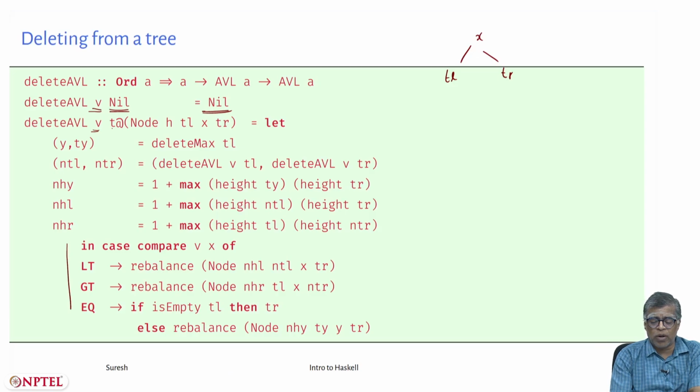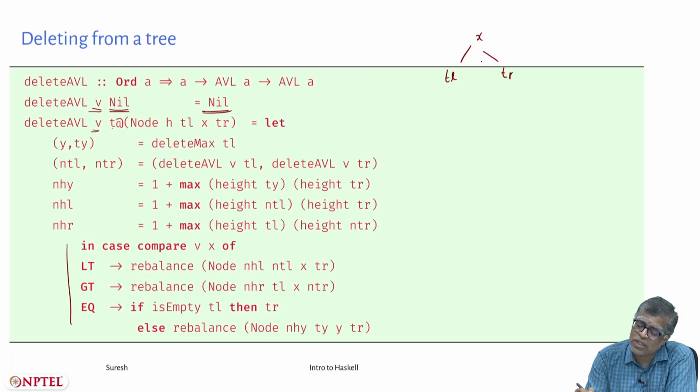Let's just look at the main code. Compare v and x. If v is less than x, you have to delete v from the left subtree. If v is greater than x, you have to delete v from the right subtree, right? And deleting v from the left subtree means that you will replace the left subtree, which was earlier TL, by NTL, where NTL is given by this.